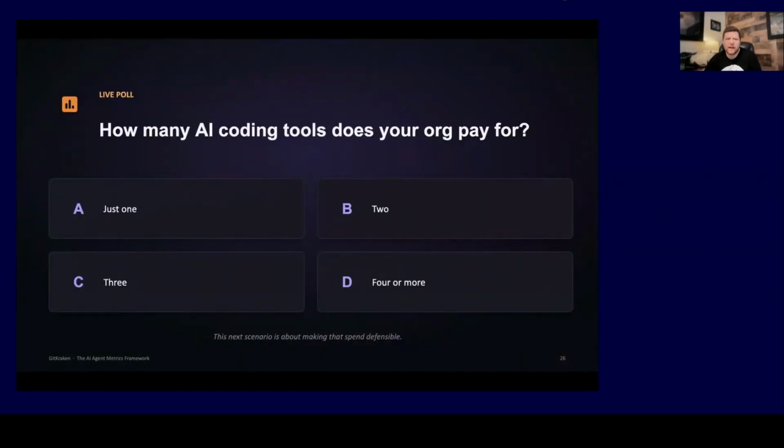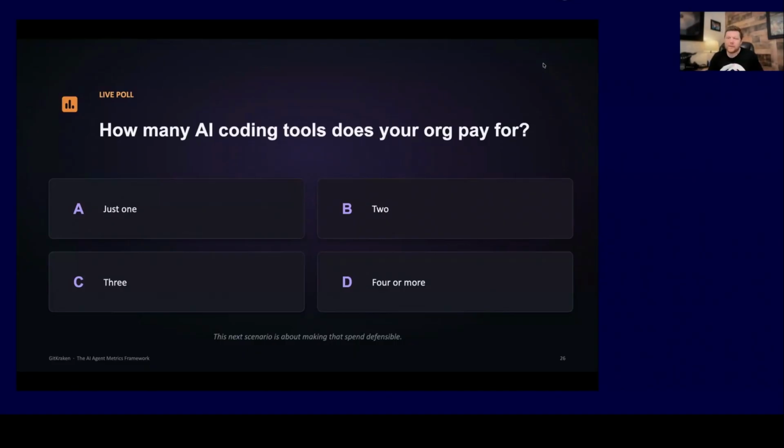Let's go ahead and launch that now. So we would like to know, how many AI coding tools does your organization currently pay for? Now, in our research, we saw a number of different things. There was definitely an interesting split in terms of the size of the organization, enterprise maybe versus startup. There were interesting splits there.